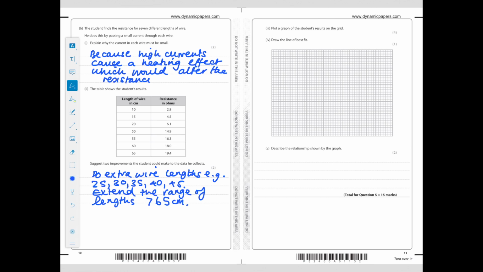3. Plot a graph of the student's results on the grid. Draw the line of best fit. So we're going to have resistance, because that's the dependent variable, the thing that we're measuring, on the y-axis, and make sure you remember your units. We want length of wire on the x-axis, and the units here are centimetres, and then pick an appropriate scale that takes up as much of that graph paper as possible.